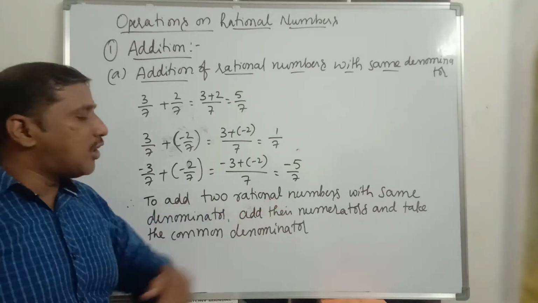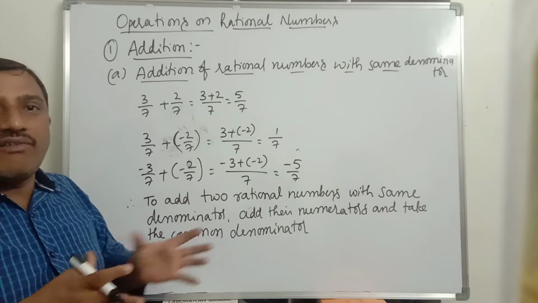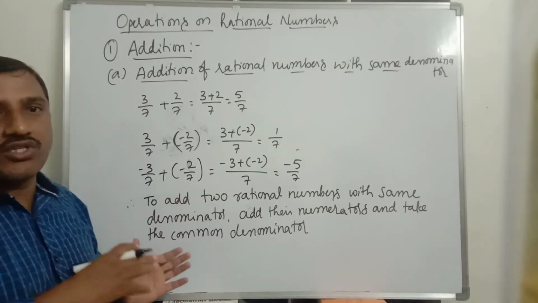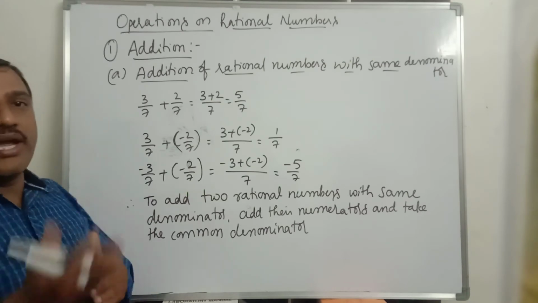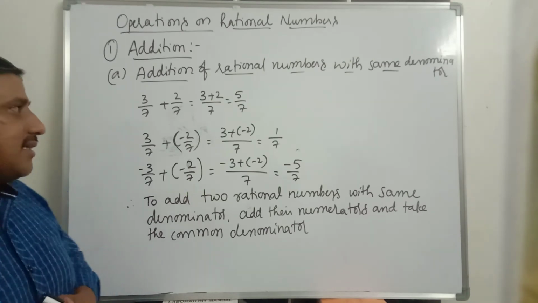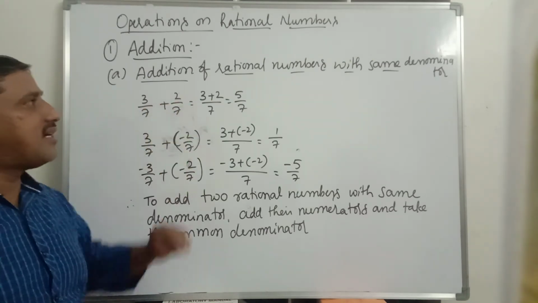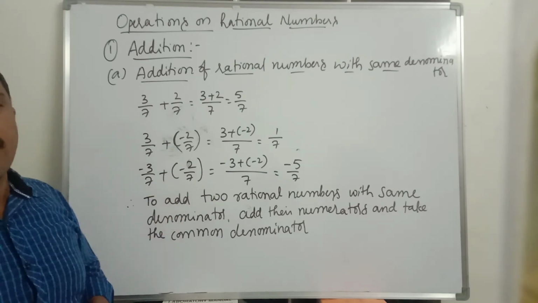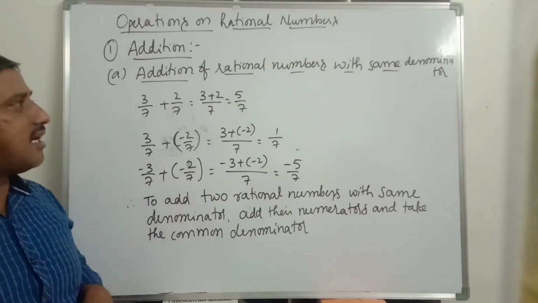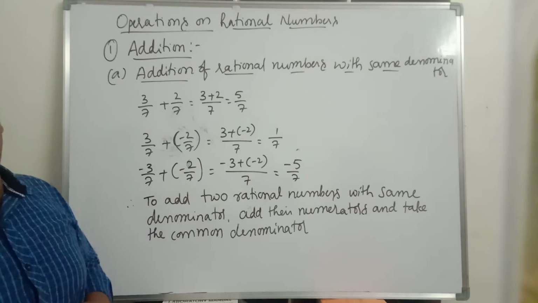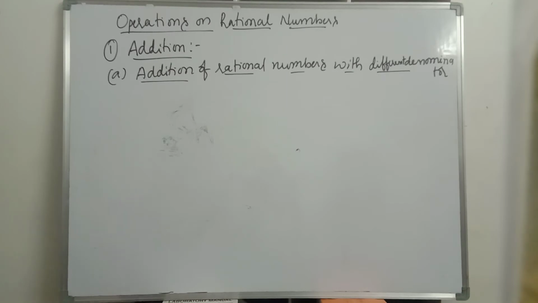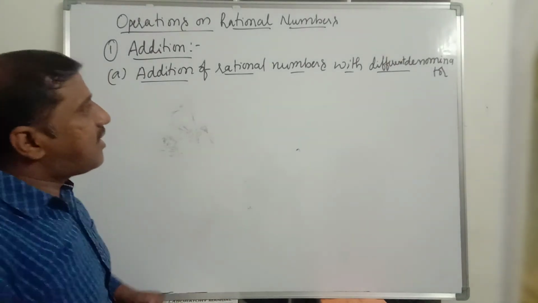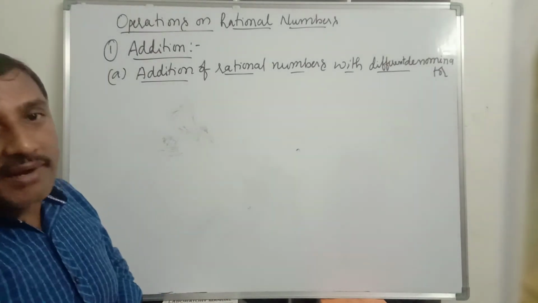While we are adding the numerators, we add them like integers: positive integers, negative integers, positive and negative integers, two negative integers and two positive integers. Is it clear, children? That was addition of rational numbers with the same denominator. Now we will discuss addition of rational numbers with different denominators.